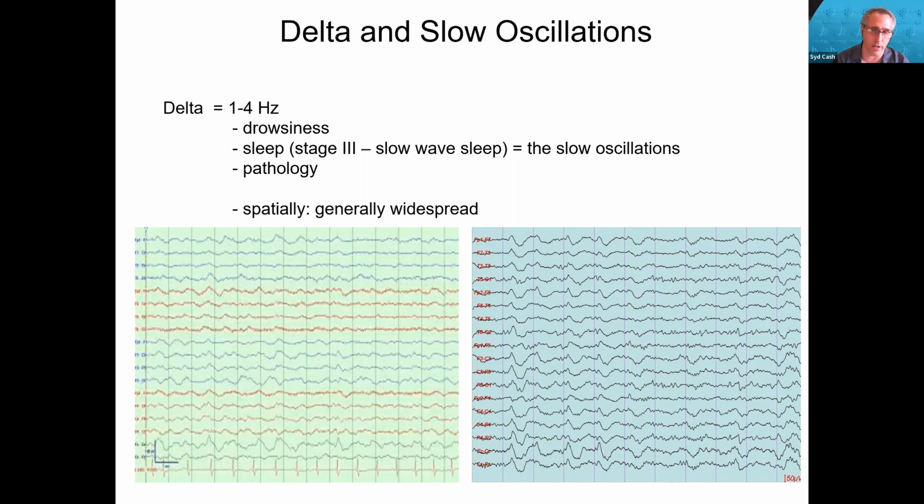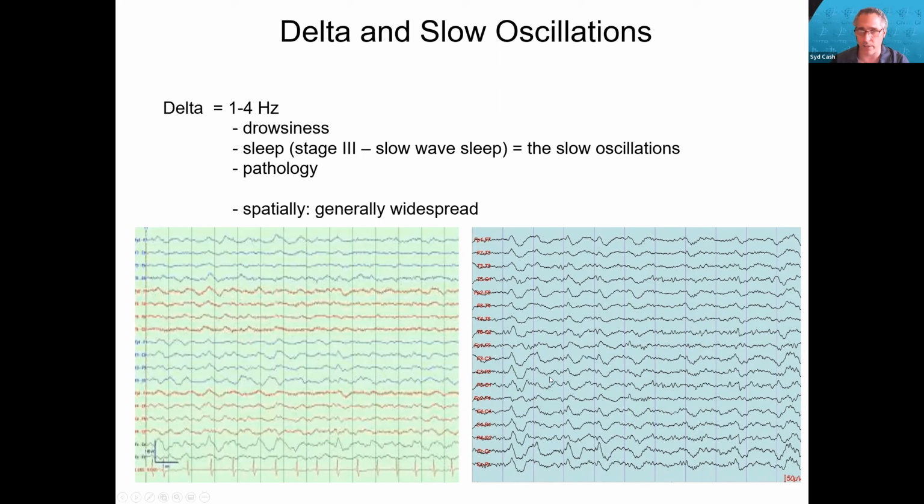On the left-hand side here, I'm showing an EEG, multiple channels of an EEG, showing these large amplitude, relatively slow waves that are occurring at about once per second. Each of these vertical gray lines is 1 second. And so you can see these big peaks about once every second or so.